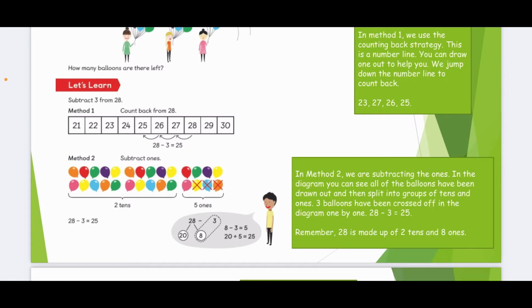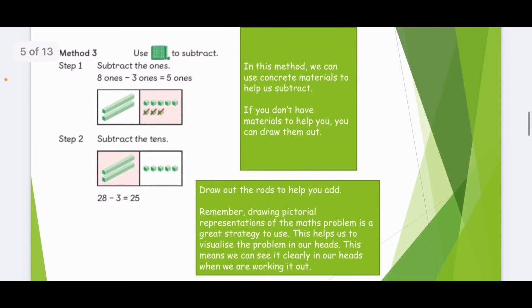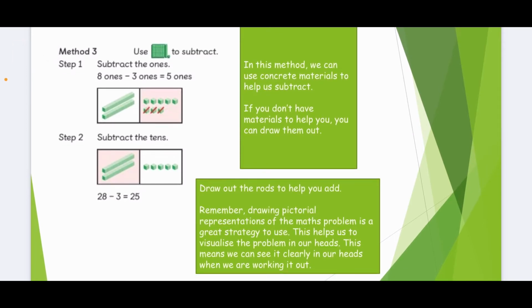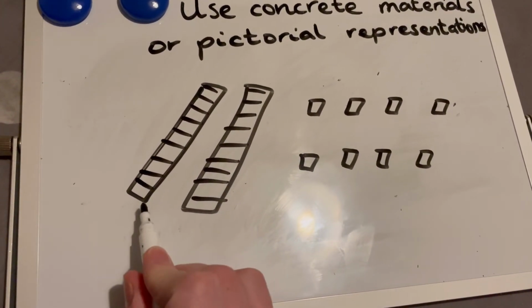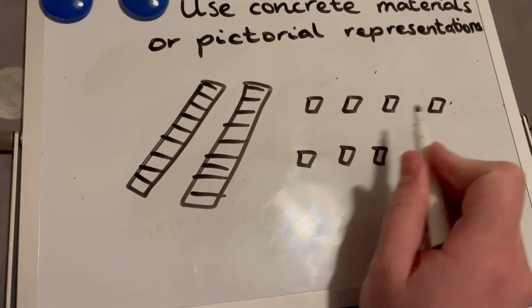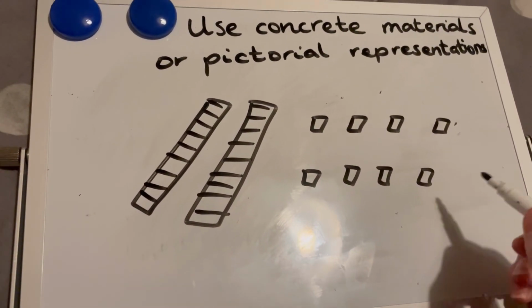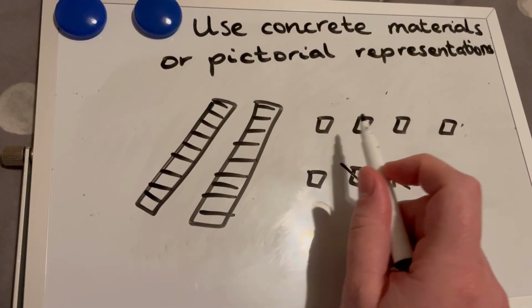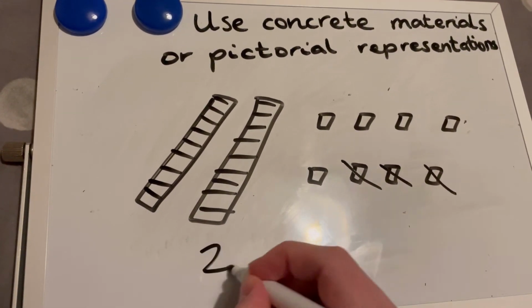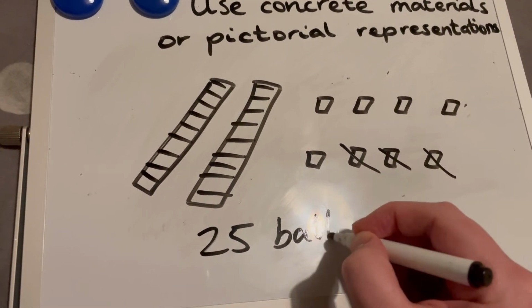We can also use these concrete materials to help us subtract. So these are the base 10 materials, the rods that are 10s and 1s. But if you don't have them in your house, you can draw them out, or you can use some Lego, or you can use other bits and pieces that you think would help you count them out. So here I've got 10, 20, 21, 22, 23, 24, 25, 26, 27, 28. And I'm just going to cross 3 off. So that leaves me with 25. So that means there will be 25 balloons left.